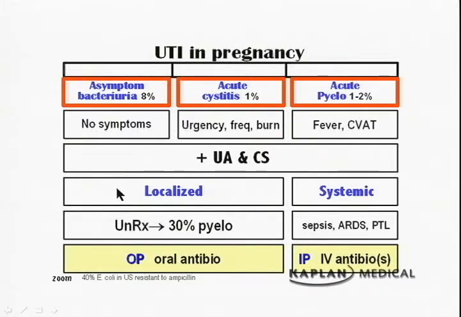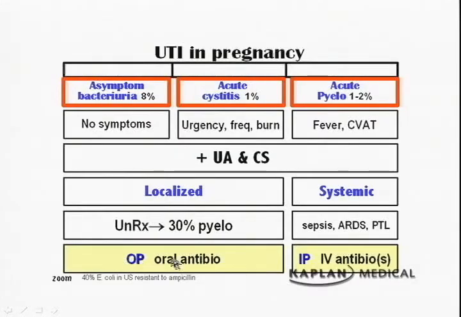This is localized, not systemic. Untreated, 30% of these patients go on to develop pyelonephritis. And that's why we want to screen for these patients. 8% of pregnant women. If there's 4 million births in the United States a year, that is 320,000 women with asymptomatic bacteriuria in the United States. Management is outpatient, oral antibiotics. And a good one to use is nitrofurantoin. E. coli has not developed resistance against this. It is concentrated in the urine, and it can be very nice in pregnancy.